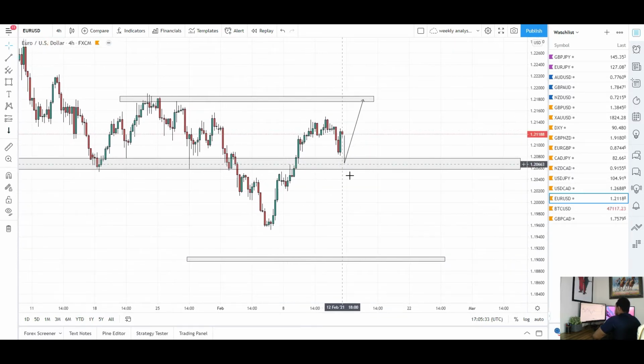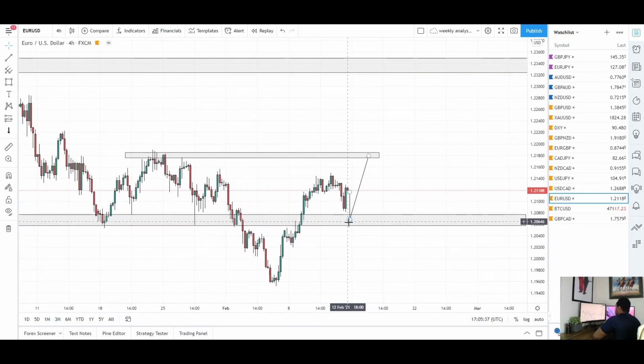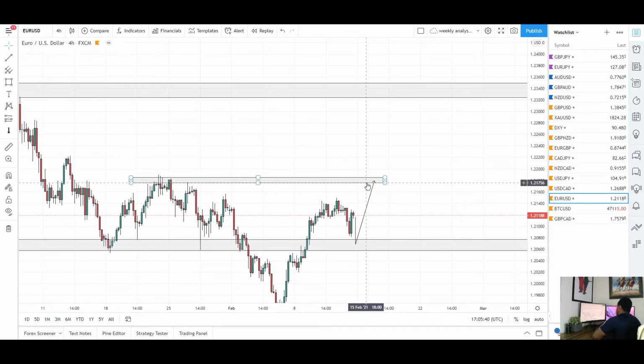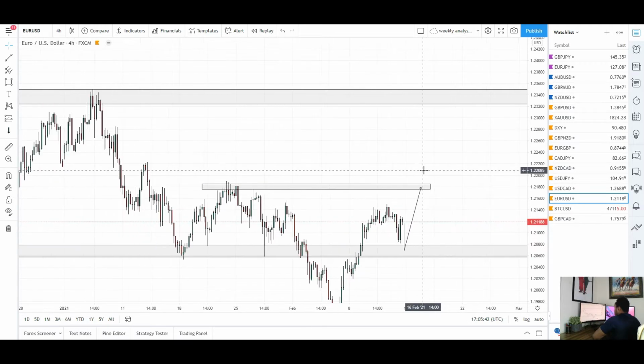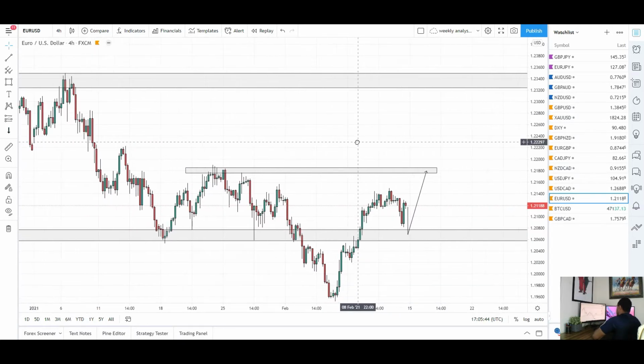So break below that, could be seeing lower lows, at least a push into that low there. Hold this level here, could be seeing a push back into here, and a break of that could take us all the way up to the weekly highs for USD. But overall, still looking very bullish for USD.